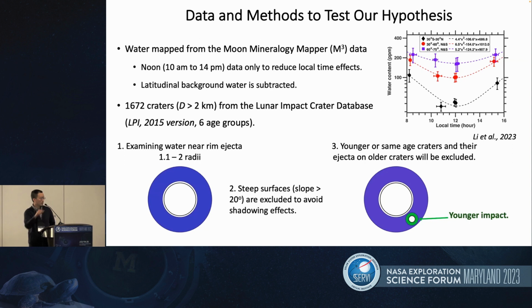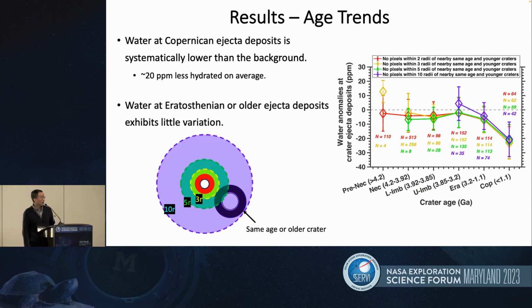So here are the simple 3 steps to examine the data. We're going to look at the water content at the crater ejecta deposits between 1.1 to 2 radii, and then we're going to exclude the steep surfaces to make sure there's no shadow. And then if there's a similar age or younger crater disturbing this crater, those pixels will be excluded to make sure we're using representative pixels. Now here are the results.